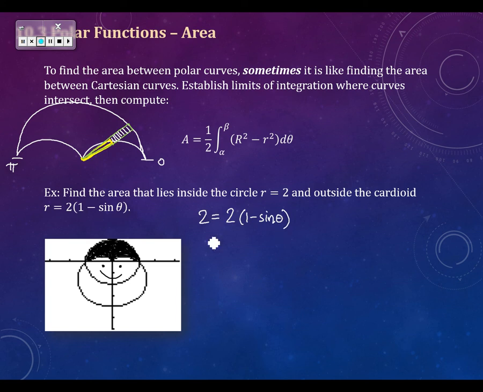Ready, go. So we get 1 equals 1 minus sine theta. So 0 equals negative sine, or sine, doesn't matter. And then theta is equal to 0, pi, and a whole host of other things. But yes, 0 and pi. Okay, good. I think I'm clear now.